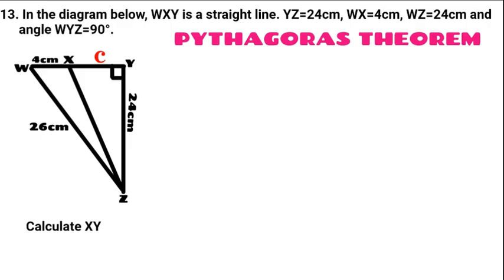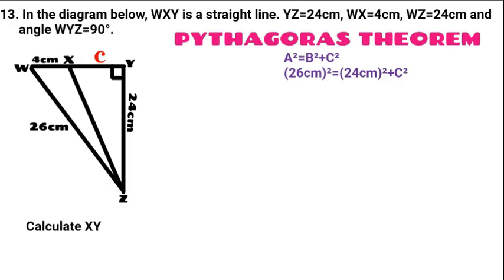Okay, so what I'm going to do is use the theory, which is Pythagoras' theorem. I'm going to write the formula, which is a squared is equal to b squared plus c squared. So a is the hypotenuse, and in this diagram the hypotenuse is 26 centimeters. So I'm going to write 26 centimeters squared is equal to, then b will be 24 centimeters, so 24 centimeters squared plus c.